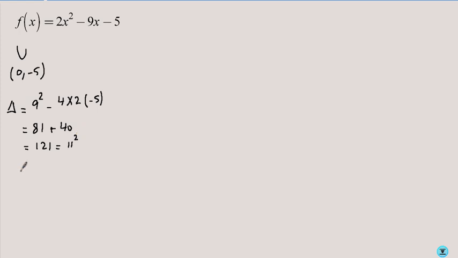So let's factorize it. We have 2x and x, minus 5 plus 1. And if you check, negative 10x plus x gives you the minus 9x, and that's absolutely correct. So this gives you the roots: x equals negative a half, and x equals 5.